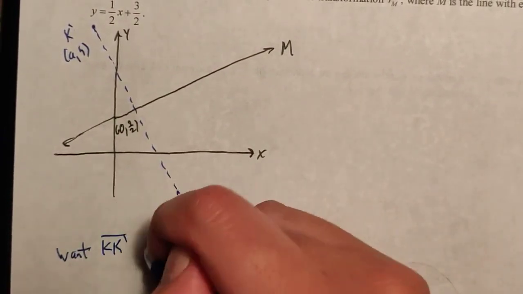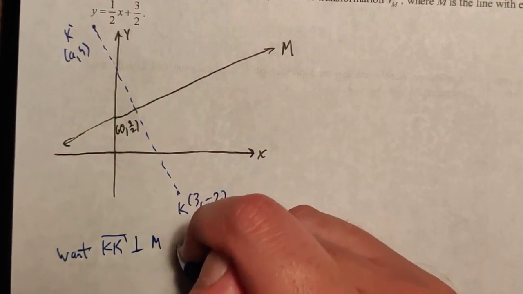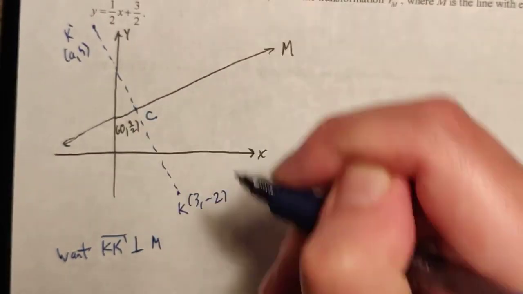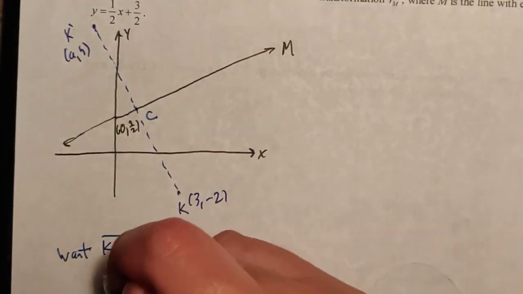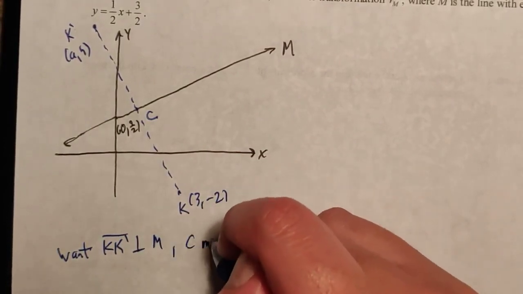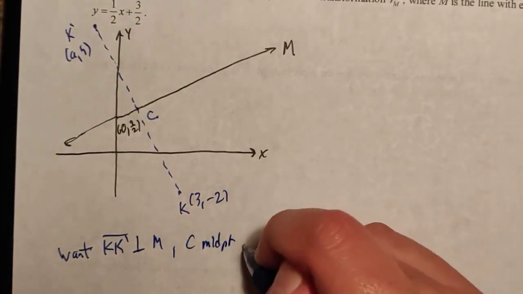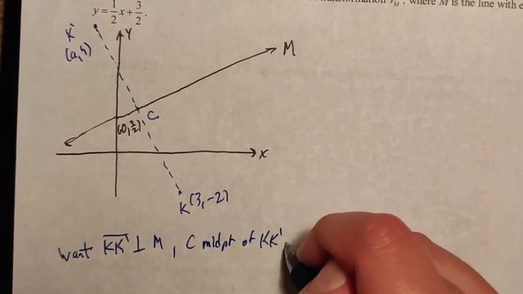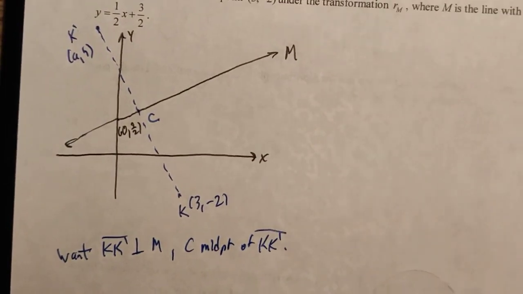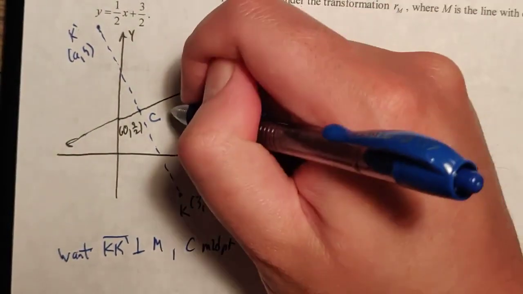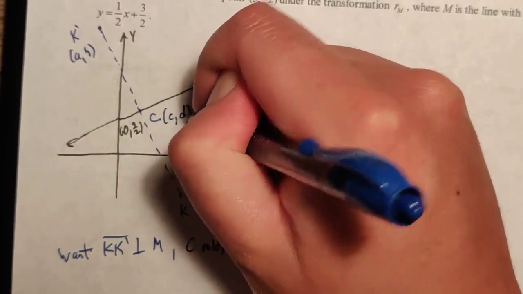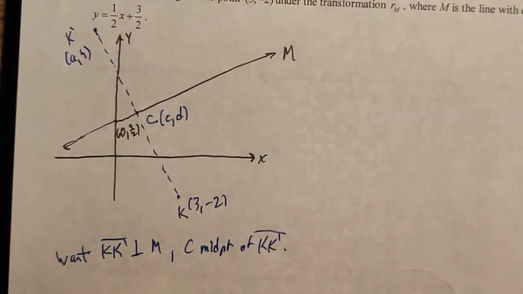Remember that the idea is that we want KK prime to be perpendicular to M. And this point here, I'm going to call it C. We want C to be the midpoint of KK prime. Okay? So again, we're going to break this down into several pieces and try to figure out what's going to happen here.